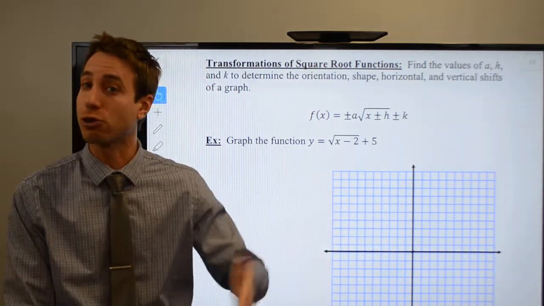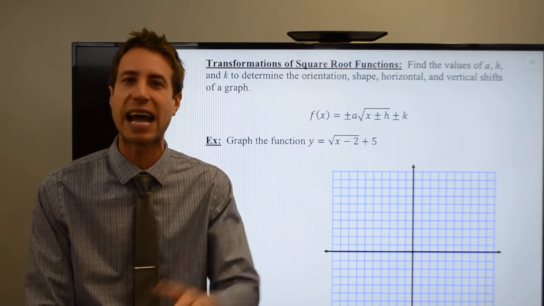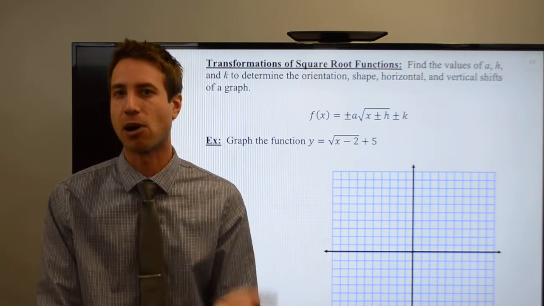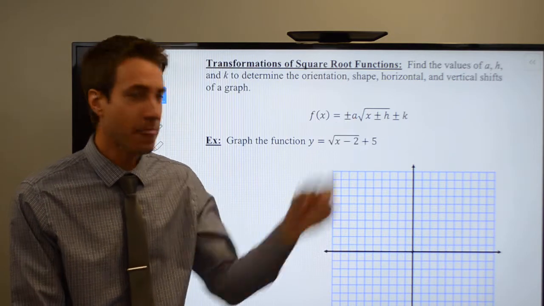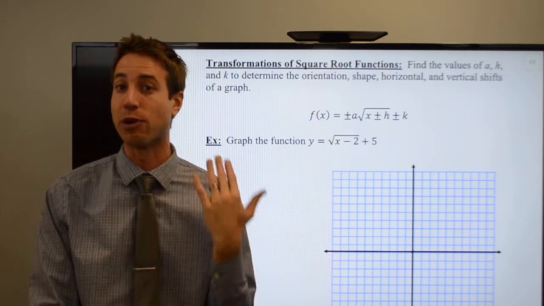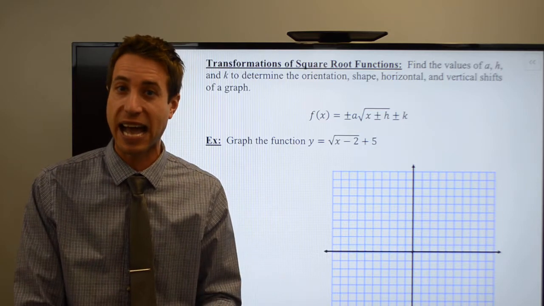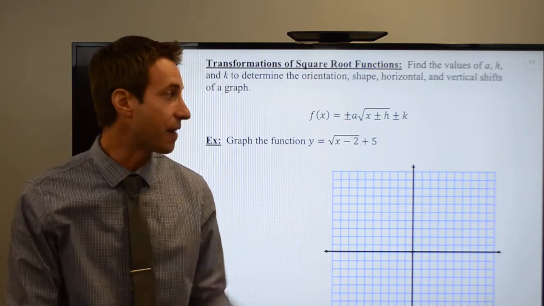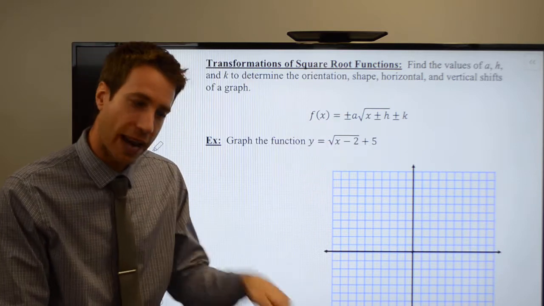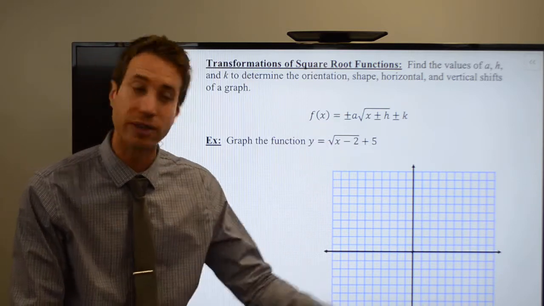K is the vertical shift, that's up or down, and it works exactly the way you would expect it to. If k is positive, you go up. If k is negative, you go down. And then A does two things. A is both a reflection across the x-axis. So if A is a positive number, then your graph will be going up. If A is a negative number, then your radical function will be going down below the x-axis.